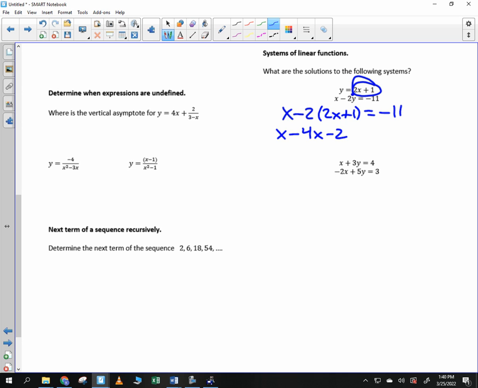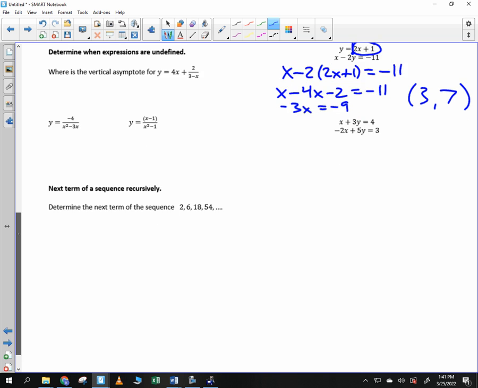4x. Good. Combine our like terms. Negative 3x is equal to negative 9. x is 3. If x is 3, how do we find the y value? Plug it in and you get 7.